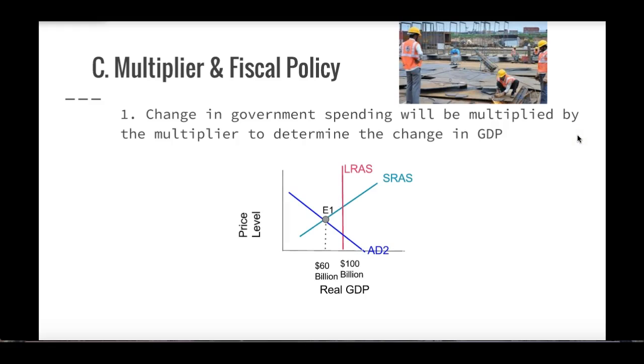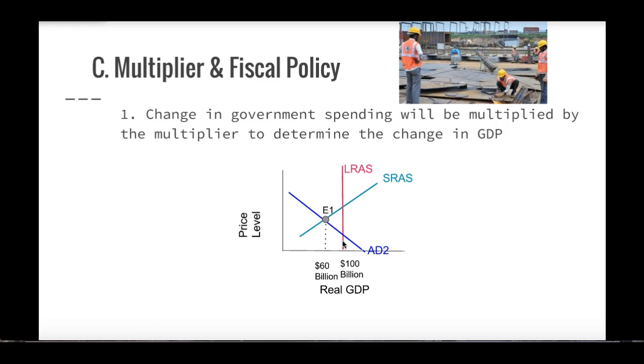So, here's an example for you. This is the part where I say that your book didn't really have enough practice for you, but I have seen this as an example on an AP test. So this is why I am showing this to you. So here's this graph. Automatically when you look at this, what type of gap is this? Recessionary or inflationary? Hopefully you said recessionary, because our equilibrium is to the left of our long-run aggregate supply curve.